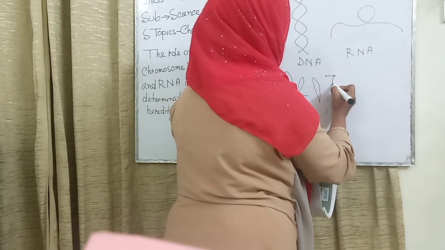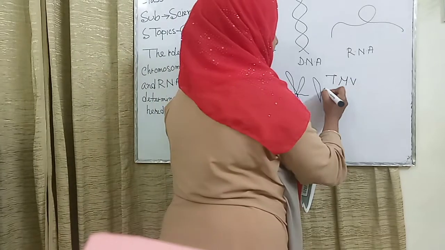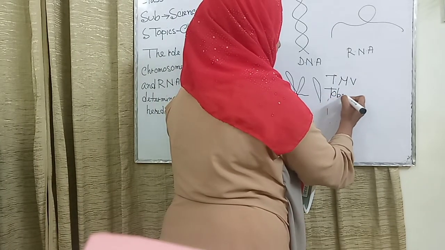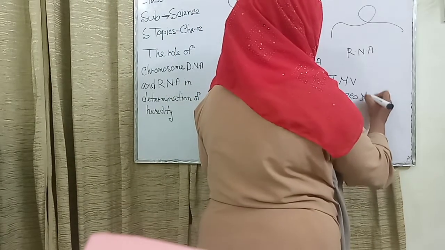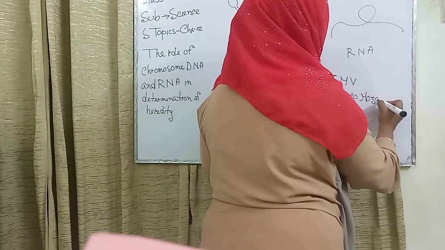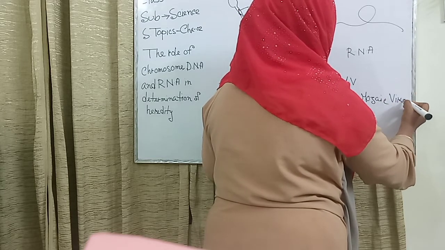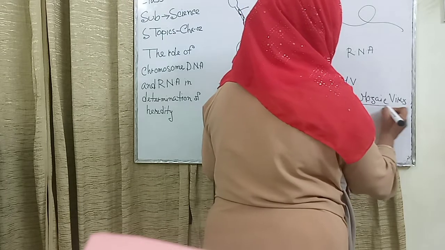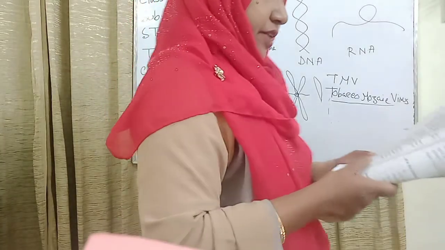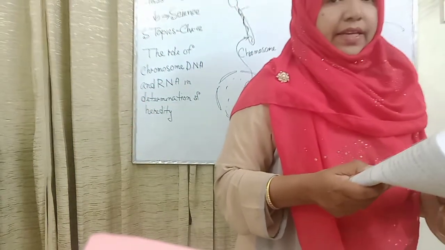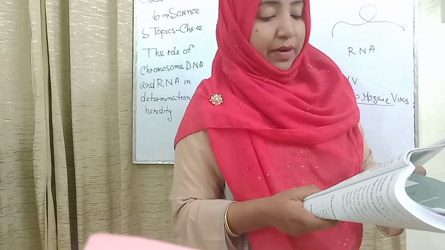What is the meaning of T, M and V? TMV means the first word is tobacco. Please everyone write this, the tobacco. The second word is mosaic, M-O-S-A-I-C, and the third is virus. So TMV, another name is the tobacco mosaic virus. But in place of DNA there is RNA. In these cases, RNA is the hereditary material.